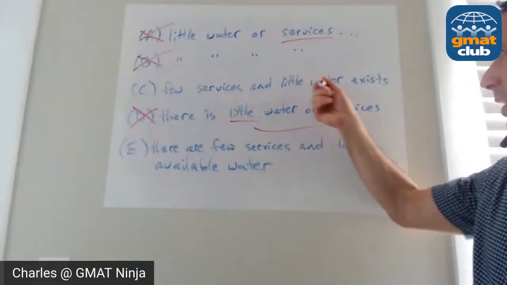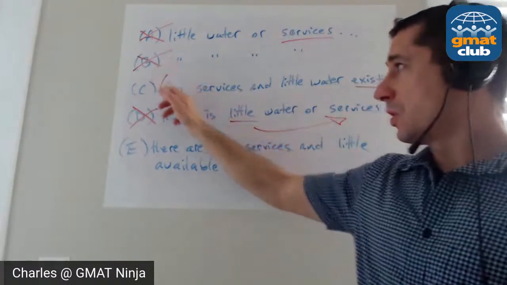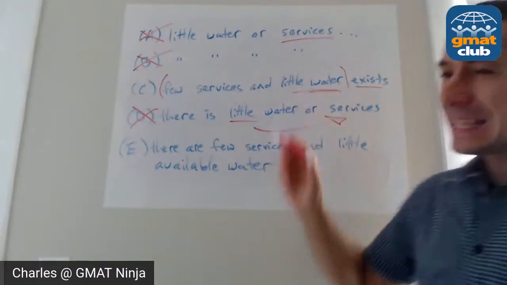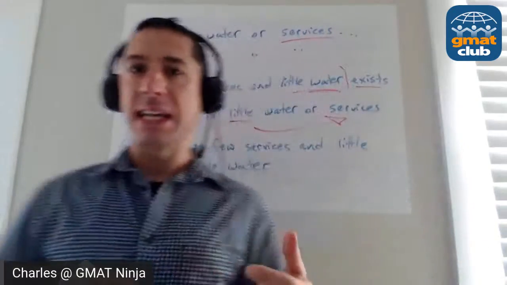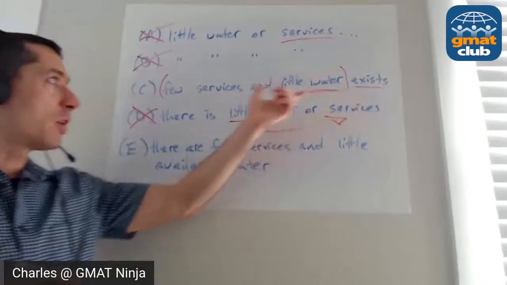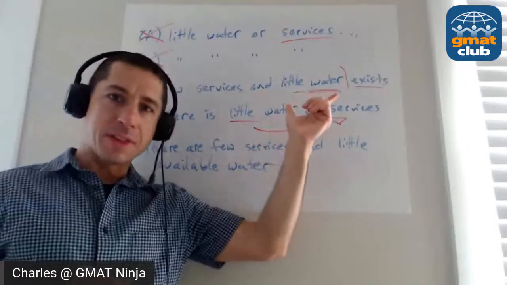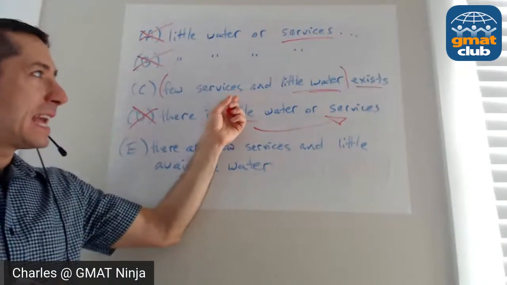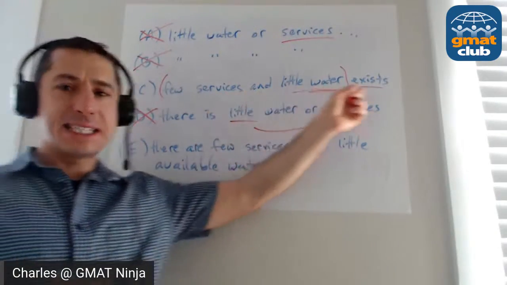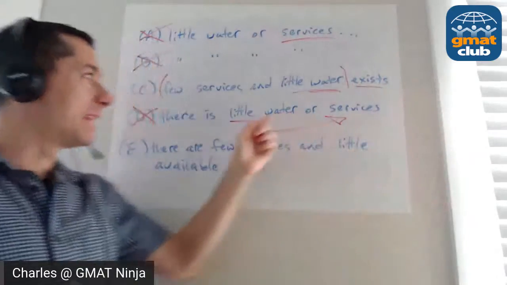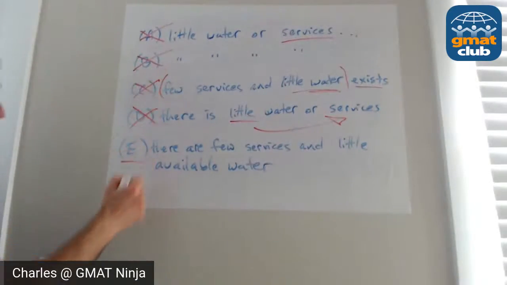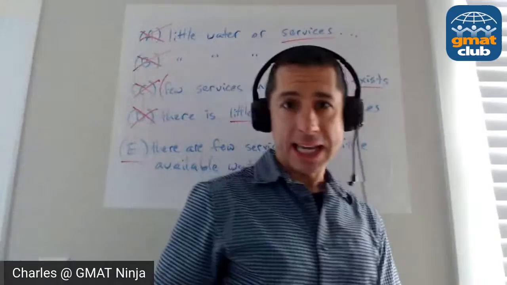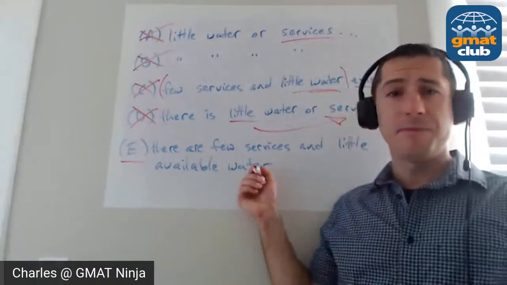Few services and little water exists. Well, this is a plural, even though the last thing is singular. Water is singular, but what's the subject for that verb? Services and water, that's a plural thing. So if you can't hear it right away, that's fine. They exists. That's not going to work. And you're left with that one that sounds crappy, long, wordy. You don't like it. Fair enough.